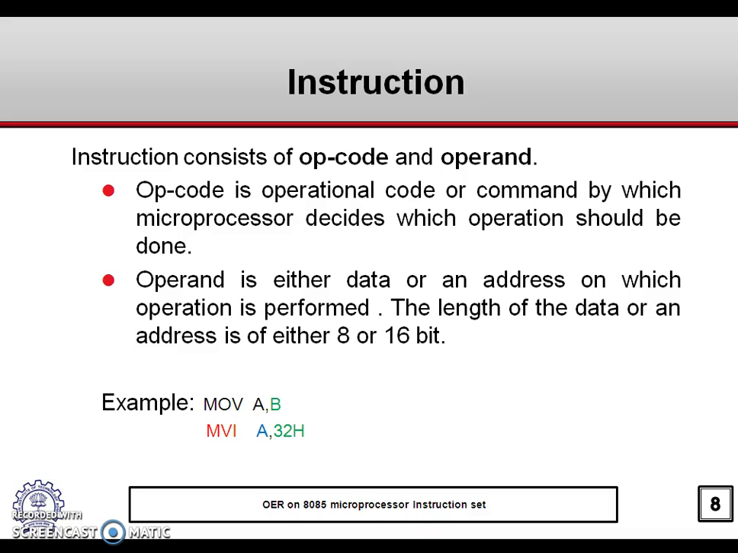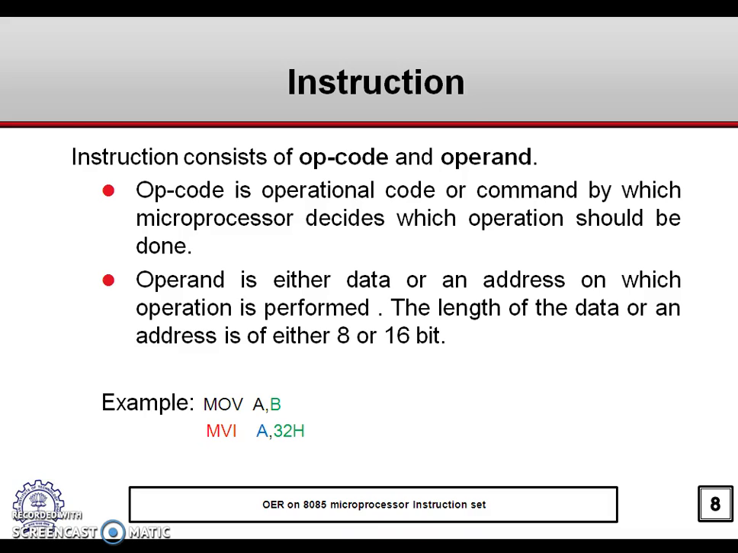Now what is the format of instruction? Assembly language instruction consists of opcode and operand. What is opcode? It is the operational code or command by which microprocessor decides which operation should be performed. Operand is either data or an address on which operation is to be performed. The length of the data or an address is of either 8 or 16-bit for 8085 microprocessor.